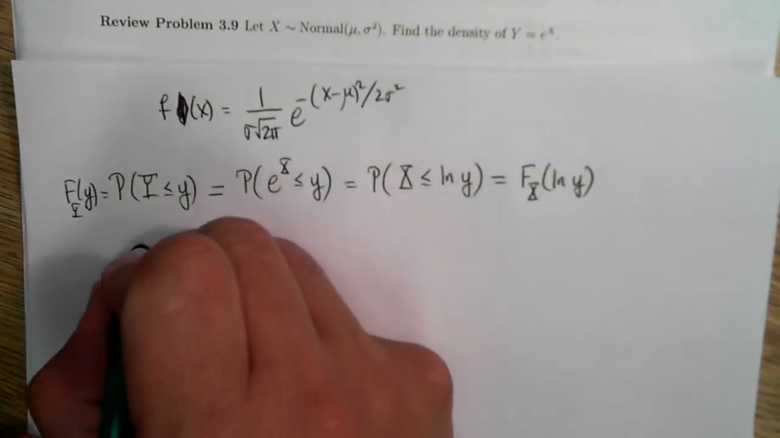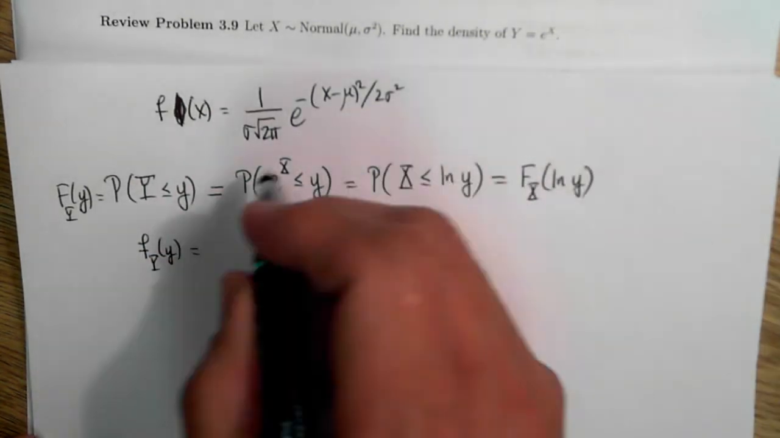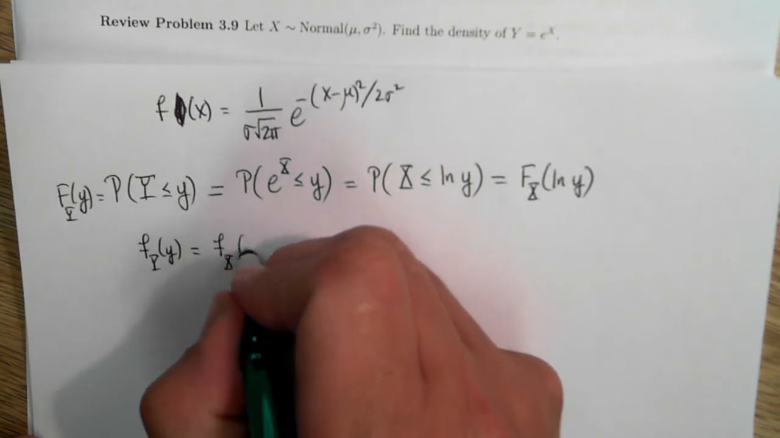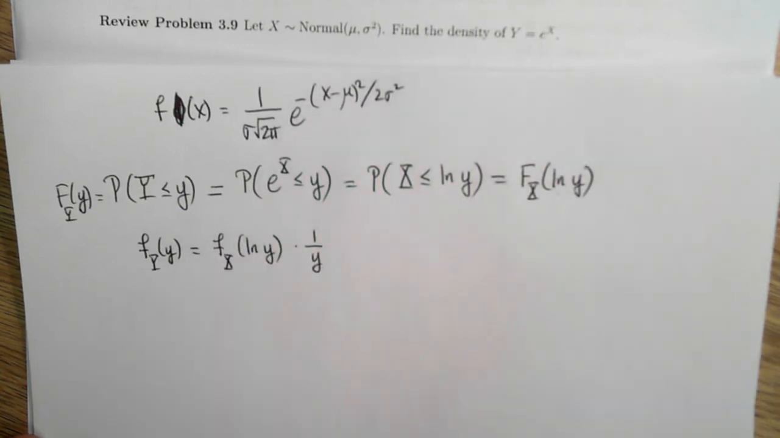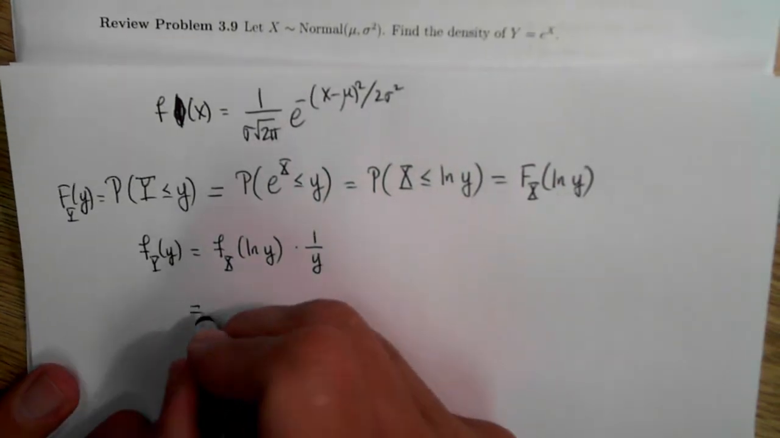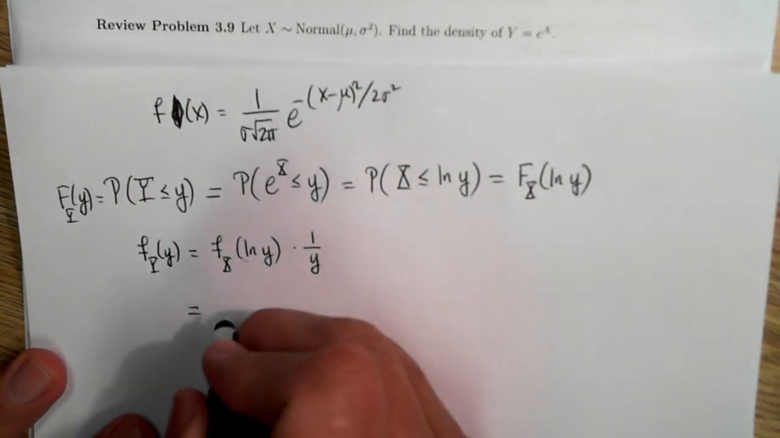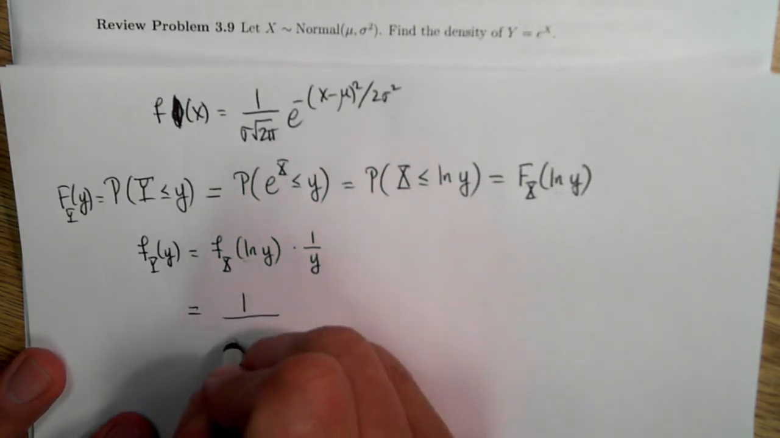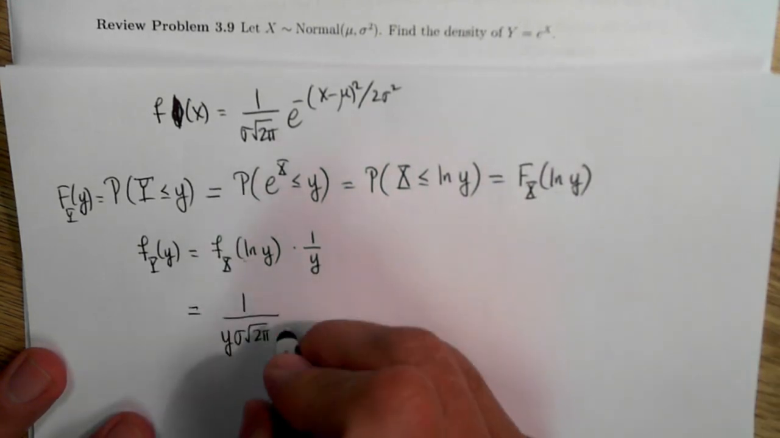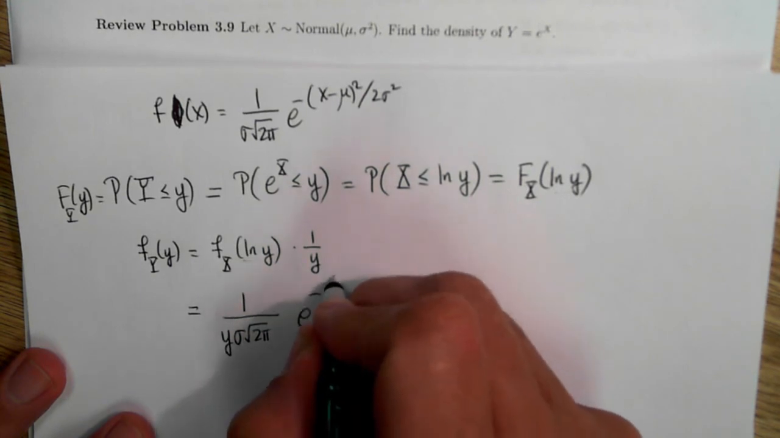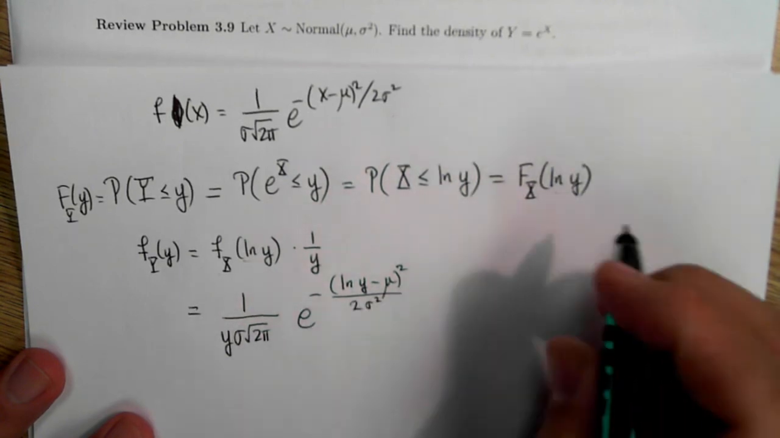So when I take the derivative, the PDF for capital Y will equal, well, let's see, I take the derivative of this, so it'll be the PDF of capital X evaluated at natural log y times the derivative of the inside with respect to y, which will simply be 1 over y. So to finish off the calculation, I plug natural log y into the PDF for X. So that'll be 1 over, now I have a sigma times square root of 2 pi. Then I've got this extra y in the bottom also. Then I have e to the negative (natural log y minus mu) squared divided by 2 sigma squared.